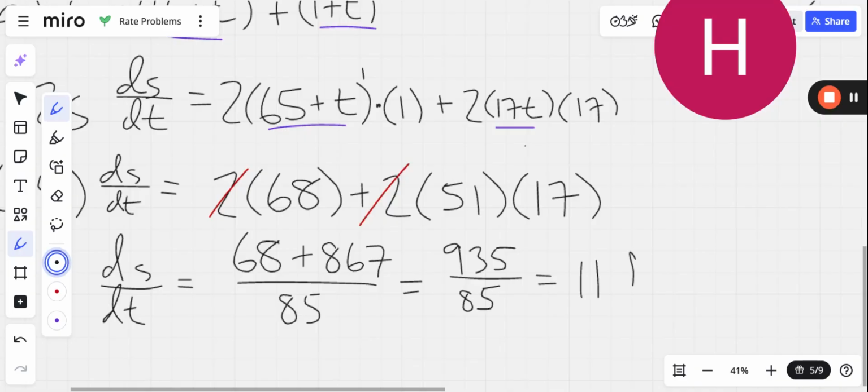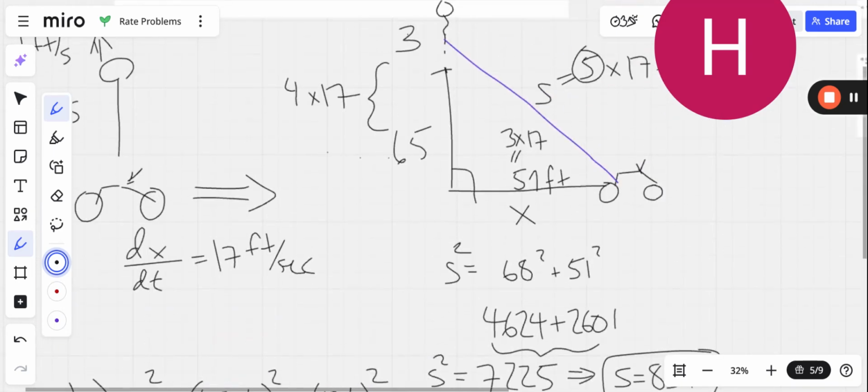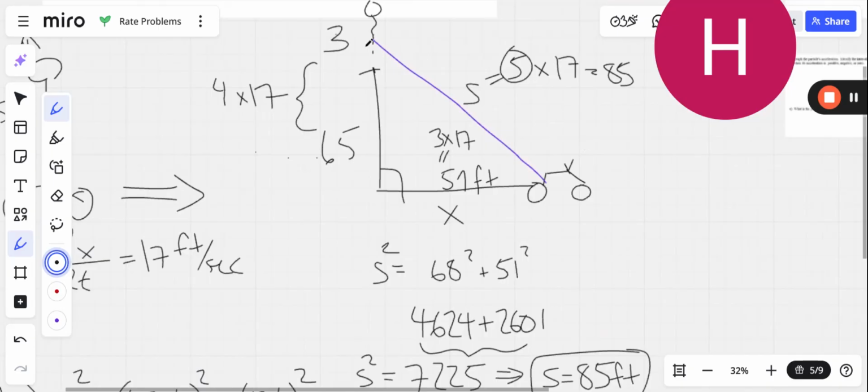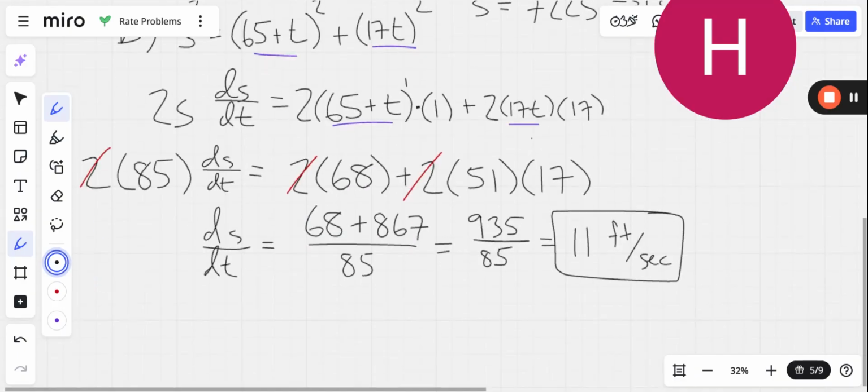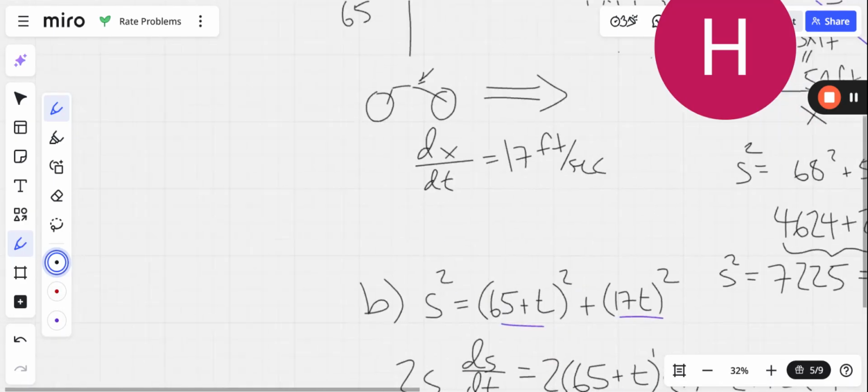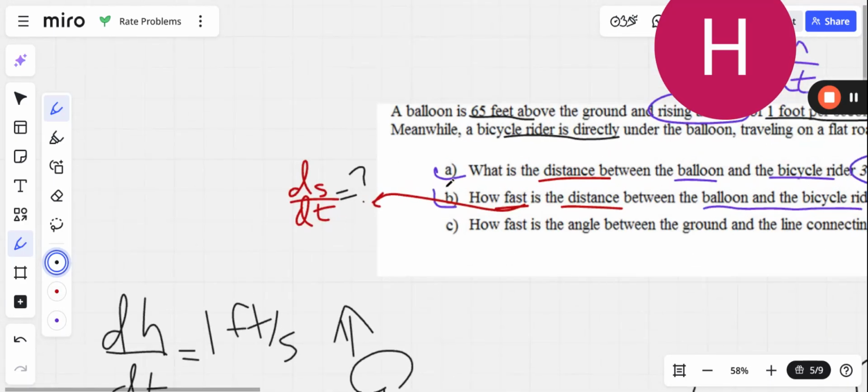So this is going to be measured in feet per second because it's a change of distance over seconds. That's approximately how fast this is going away. So that takes into account the fact that the guy is riding the bicycle at 17 feet per second. So he's moving away pretty fast. The balloon is not moving up so quickly, but overall their distance is separating. Their separation is 11 feet per second just at that moment. Okay, units are important with related rates problems.